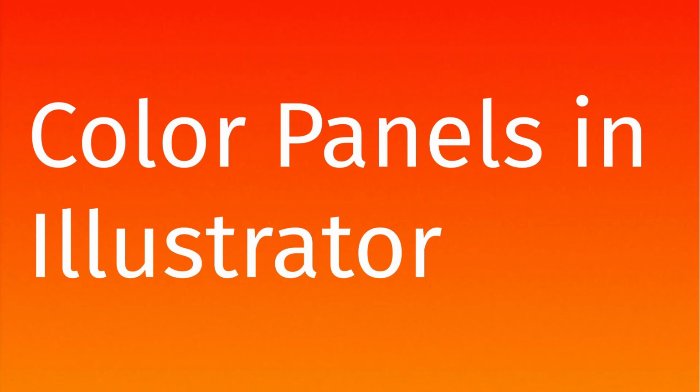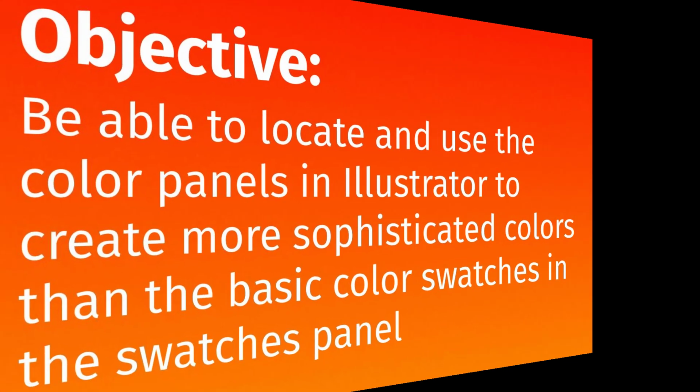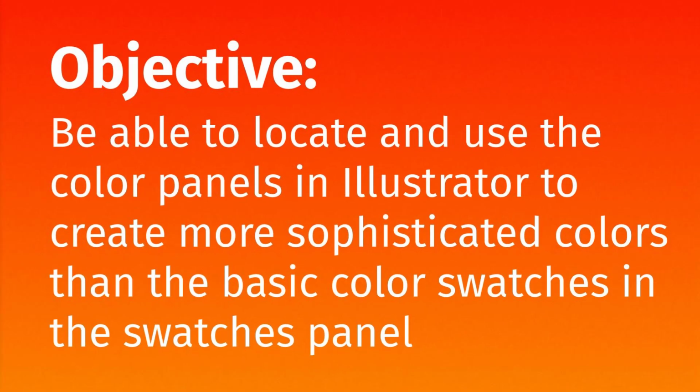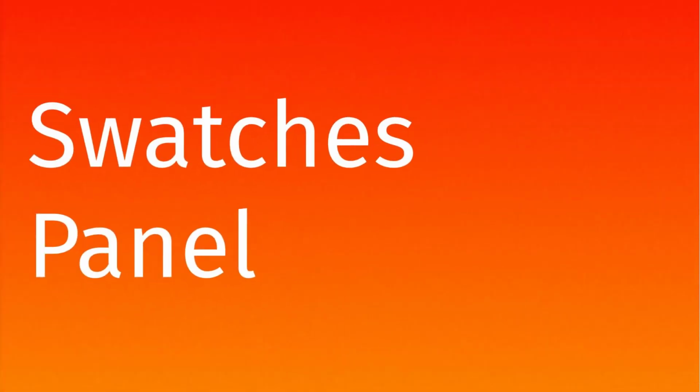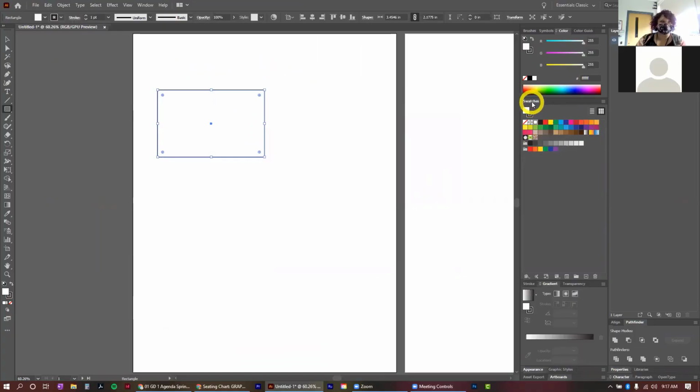This video is going to cover the different color panels you can find in Adobe Illustrator. The objective of this part of the video is to be able to locate and use the color panels in Illustrator to create more sophisticated colors in the basic color swatches in the Swatches panel. So I'm going to talk about the Swatches panel first.